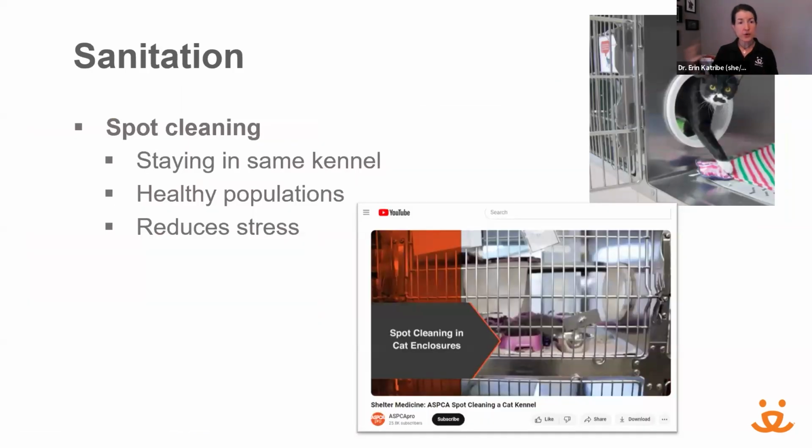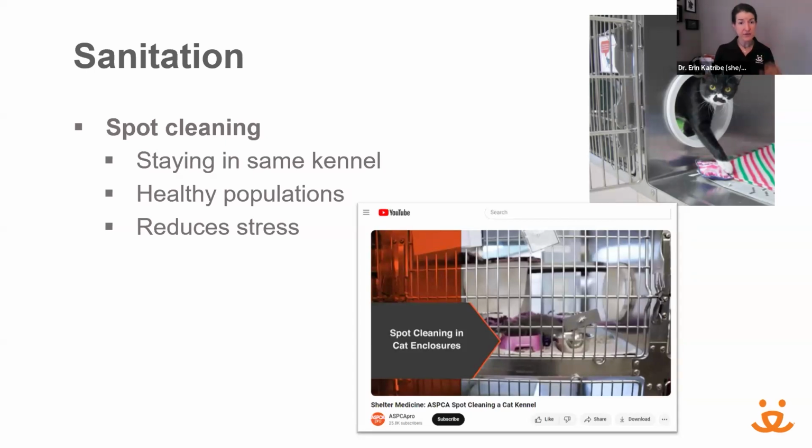Okay, so we go through our full deep cleaning, our disinfection process when we are moving one animal out and putting a new animal in a kennel, right? But what if the same animal is staying in that kennel? And in those situations, spot cleaning is appropriate. This actually reduces stress, and that becomes critically important, like we'll talk about in a little bit, when it comes to cats in the shelter, but really all animals in the shelter, because stress suppresses their immune system.